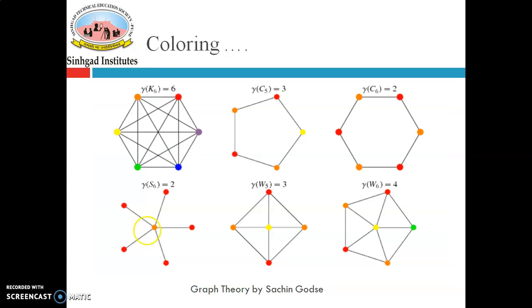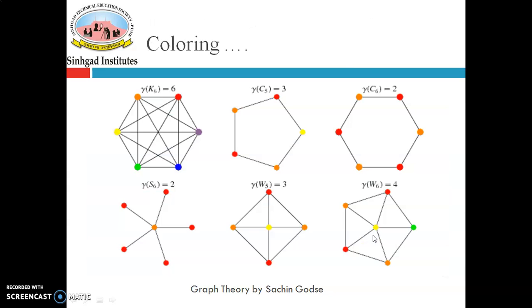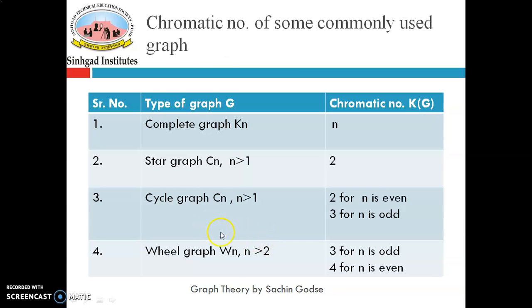Then the cycle graph, this is the cyclic graph. We saw that if n is even, the number of vertices in the graph is even, in that case we require 2 colors. If the number of vertices is odd, then we require 3 colors. The number of vertices in this case is odd, that's why we require 3 colors, that is yellow, red and this yellow shade. Second example of the cyclic graph, here the number of vertices is even, so we require only 2 colors. You can see that.